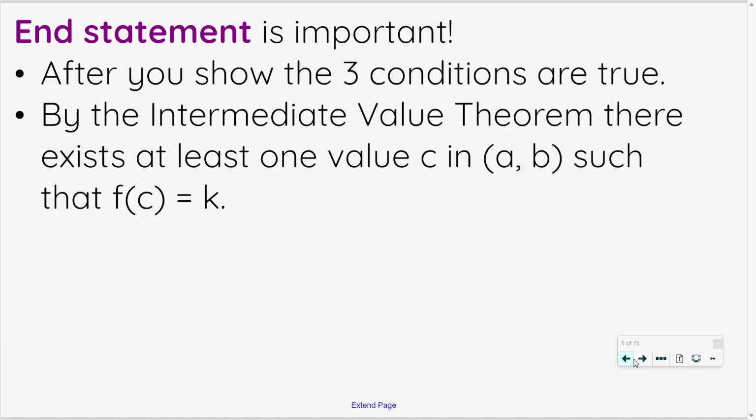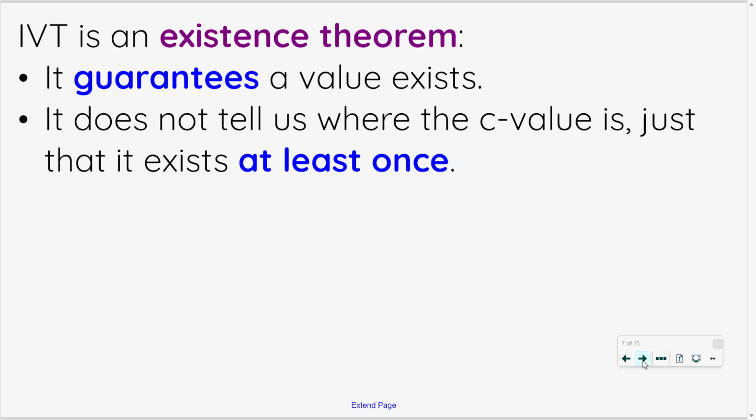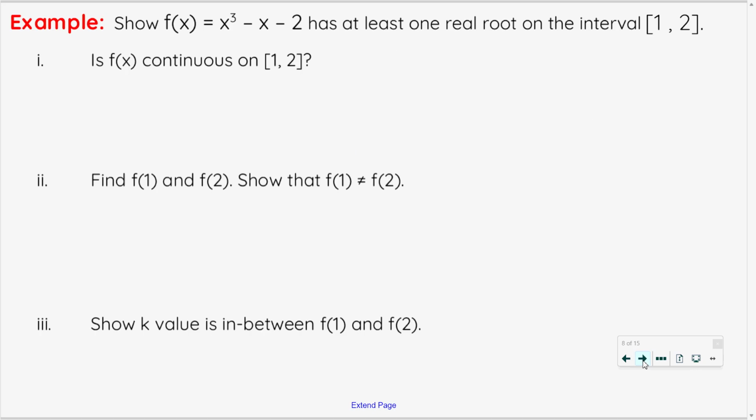So the intermediate value theorem is an existence theorem. What that means is it guarantees there's a value, and that's an x value, existing. It doesn't tell us what that c value is. It just guarantees that there is at least one. Okay, so let's go through some examples.